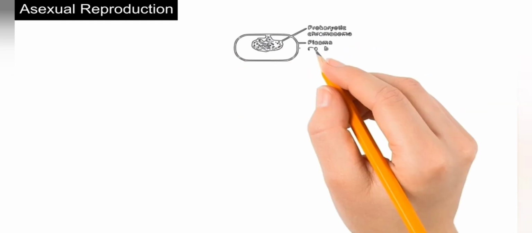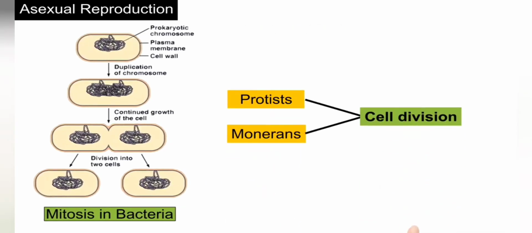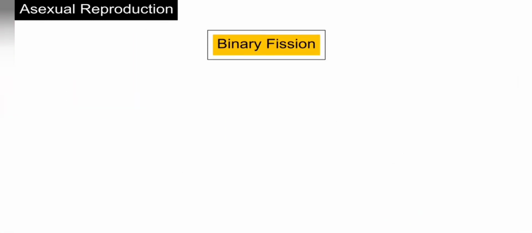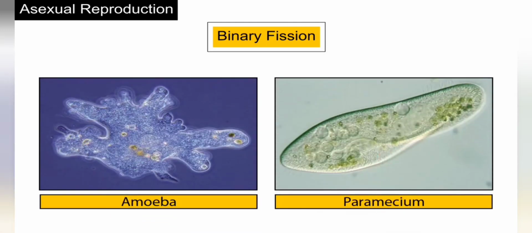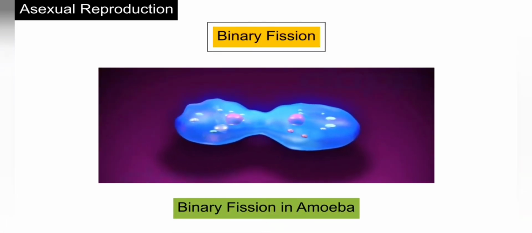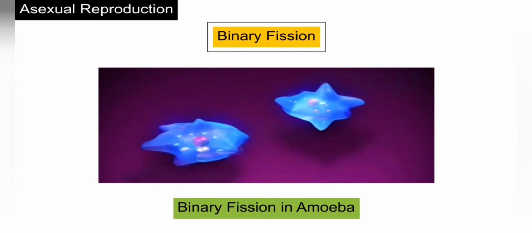In protists and monerans, the organism or the parent cell divides by mitosis into two to give rise to new individuals. Thus, in these organisms, cell division is itself a mode of reproduction. Also, single-celled organisms such as amoeba, paramecium, etc. reproduce by binary fission. In binary fission, a cell divides into two halves and each rapidly grows into an adult.